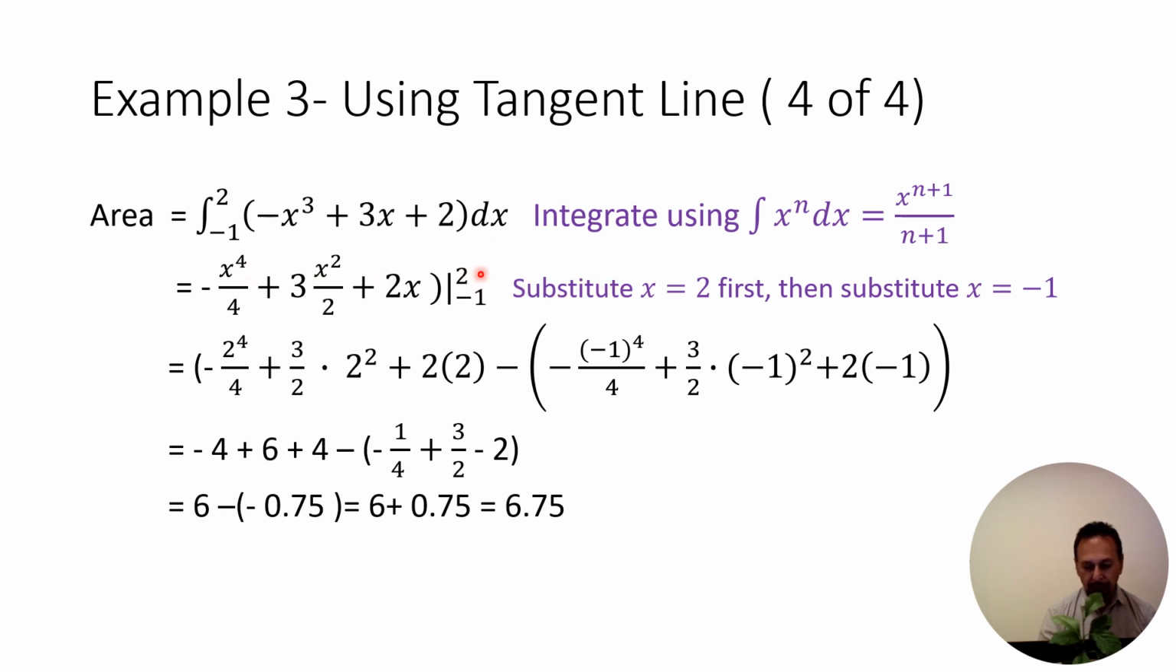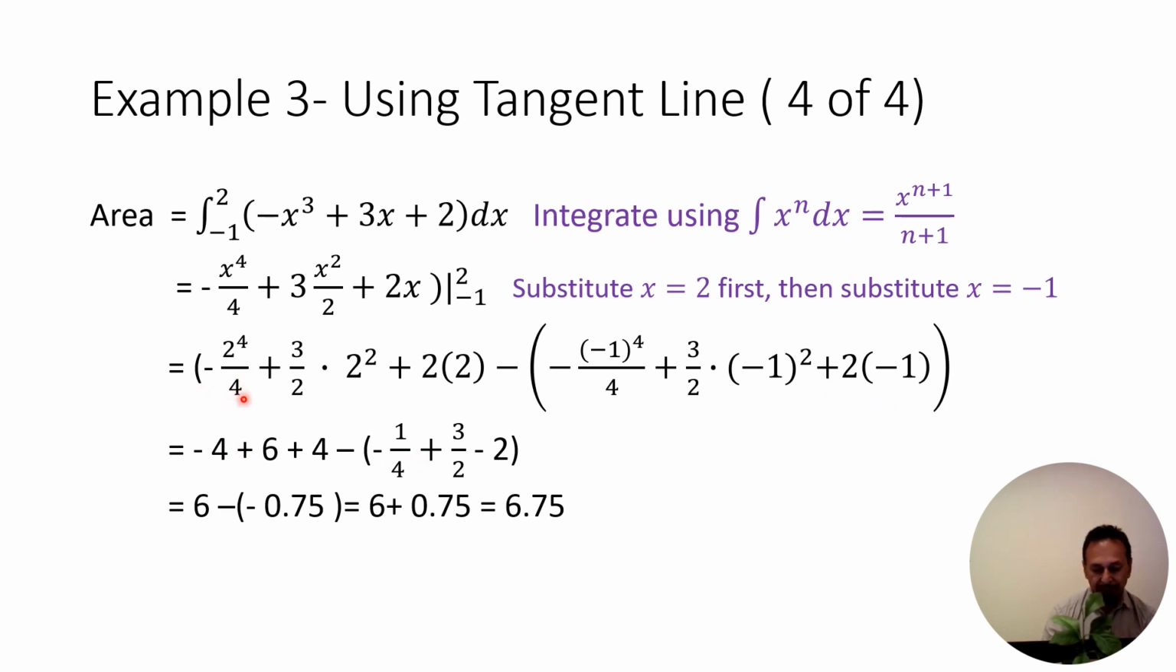First you substitute the upper limit, 2. So this becomes -2 to the 4 over 4 plus 3 half times 2 squared, and it's going 2 times 2. Now subtract always. Start with the parentheses because you have more than one term. And negative, and x is -1 to the 4 over 4 plus 3 over 2 times -1 squared plus 2 times -1. And then we simplify.